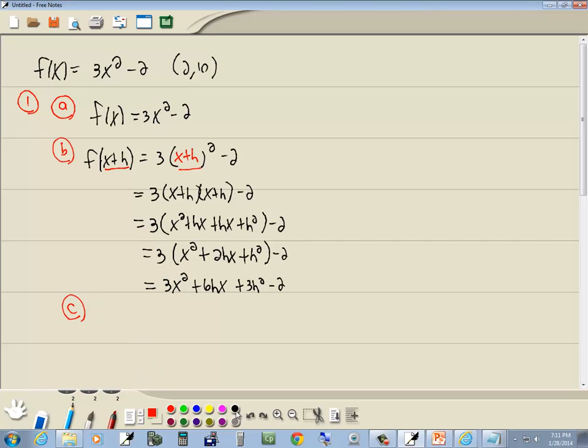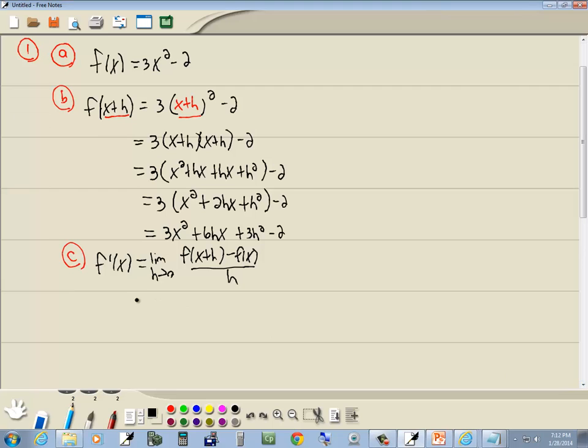Now our third substep. We'll use this formula. f prime is equal to the limit as h goes to 0 of f(x plus h) minus f(x) all over h. So we plug in what we just identified. So limit as h goes to 0, f(x plus h) from 1b is equal to 3x squared plus 6hx plus 3h squared minus 2, minus, now put in parentheses, this has to flip the sign of everything that follows it, f(x), which from step 1a was 3x squared minus 2.